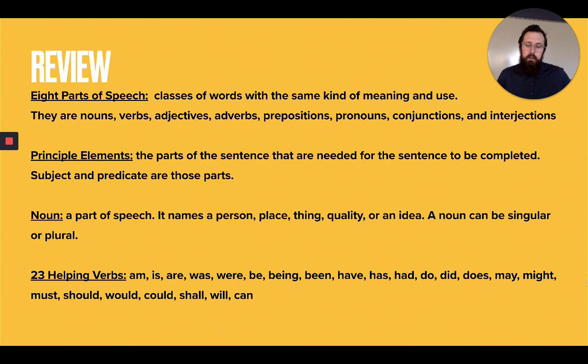Principal elements are parts of the sentence that are needed for the sentence to be completed. Those parts are subject and predicate. A noun is a part of speech. It names a person, place, thing, quality, or an idea. A noun can be singular or plural.